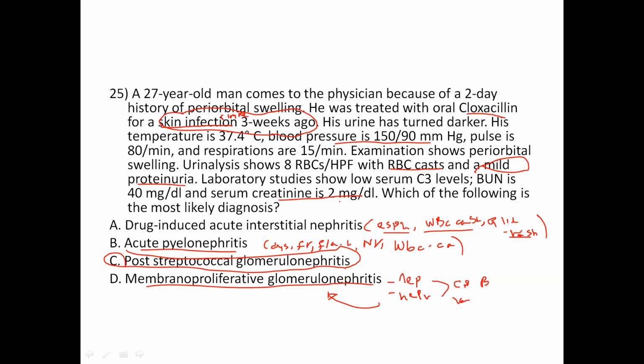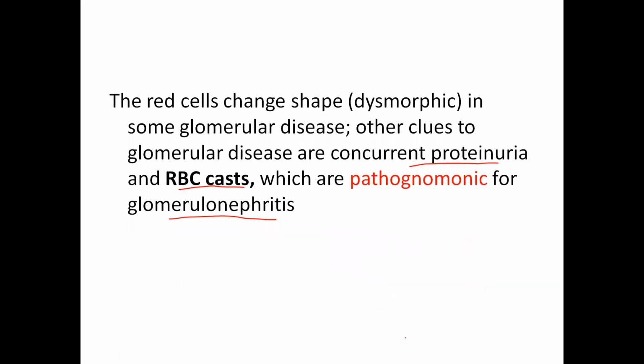This is more suggestive of kidney injury. So the patient has edema, which is periorbital, and also hypertension, RBC casts, hematuria, and mild proteinuria with a post-streptococcal infection. So this is post-streptococcal glomerulonephritis.